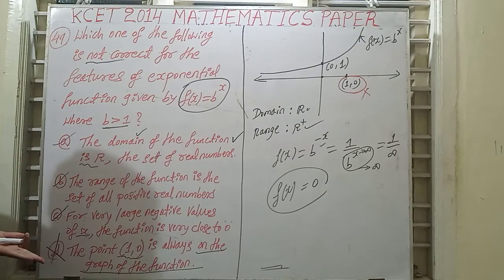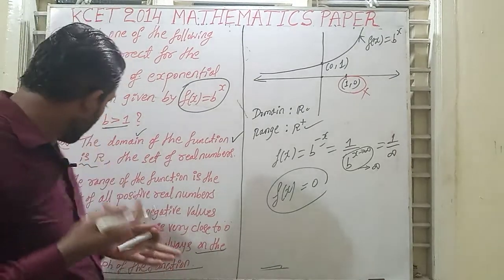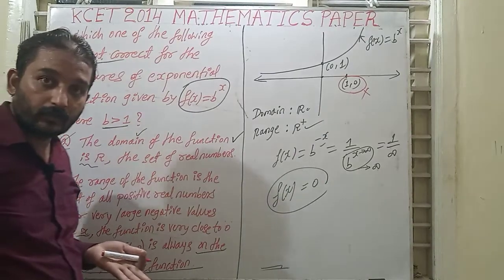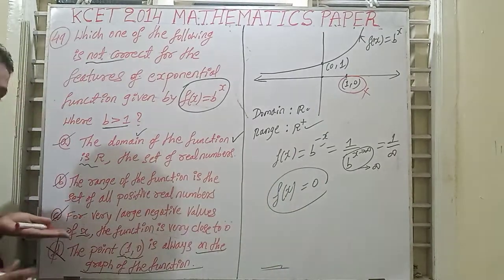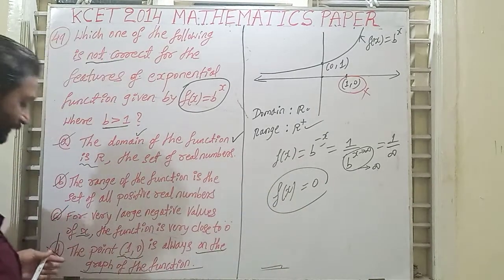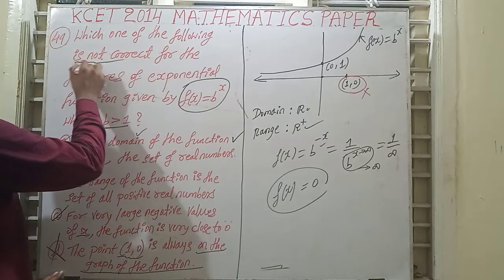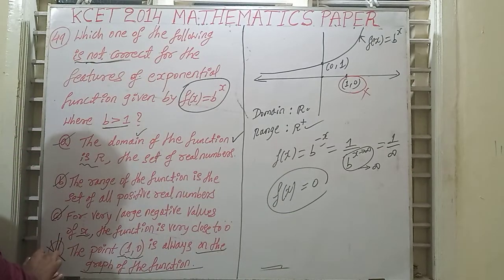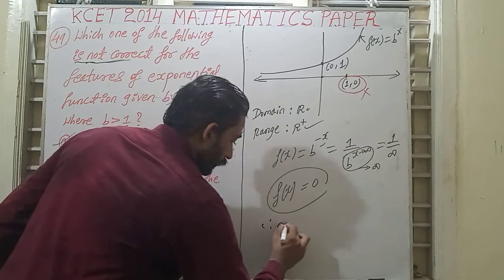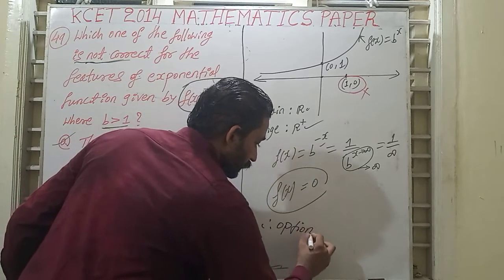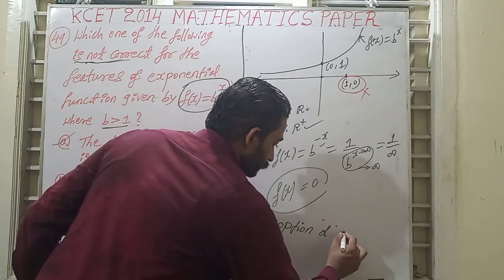Option A is correct. Option B is correct. Option C is correct. Option D is not correct. Which one of the following is not correct? D is not correct. So therefore option D is the good answer.